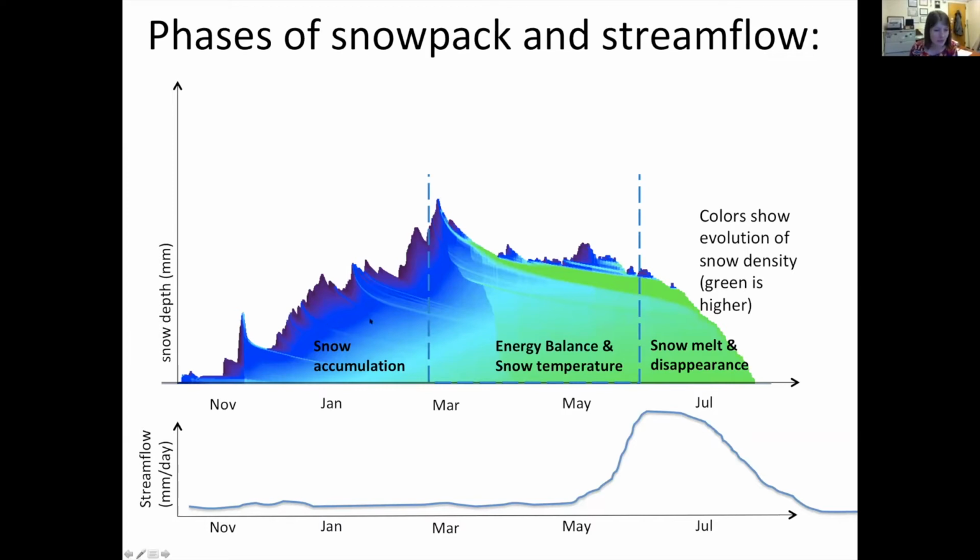What you're seeing here is a graph of snow depth and month of year, where the colors show the evolution of snow density, where green is higher density. And then underneath is just my graphic approximation of streamflow and how that relates to snow depth.